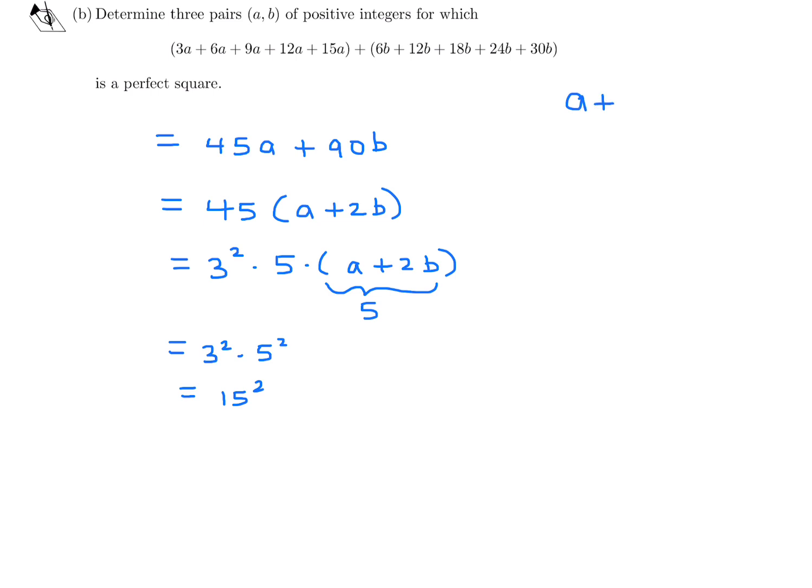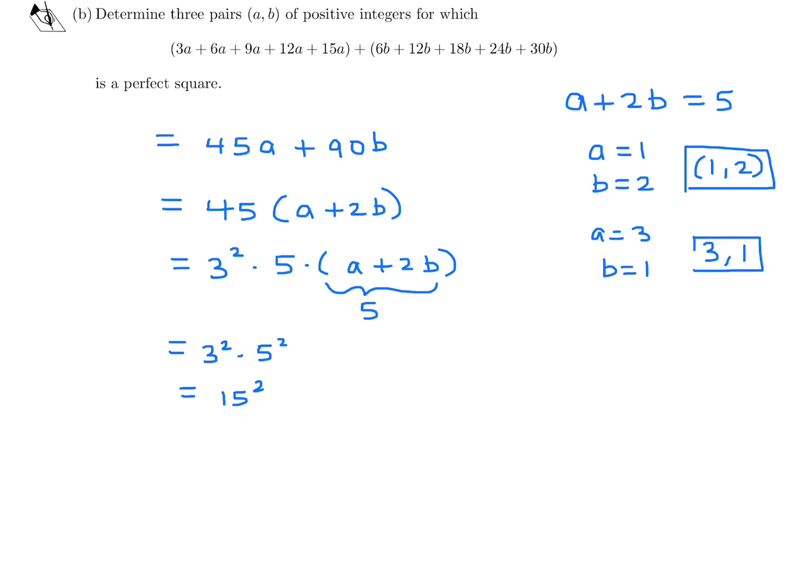So my task is to get a plus 2b to equal 5. And a and b are positive integers, so I think I can do that without too much trouble. If a is equal to 1, then that would mean 2b is 4, so that means b is 2. So there we go. I've got one such ab. And then I think I can get one more here. If a is 3, then that means 2b will be 2. That means b will be 1. So 3 and 1, that's another AB.